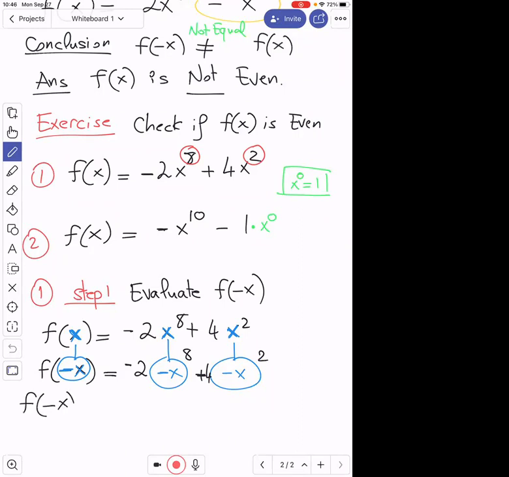So f of negative x is negative 2 times, think of the circle as parentheses, negative x inside, and the power 8 outside. Again, it's really important where you put the exponent, inside or outside the parentheses, because of the PEMDAS rule. Plus 4, parentheses, negative x, and a square outside. Negative x to the power 8, because the power is even, when you multiply negative x by itself 8 times, you end up with just x to the power 8.